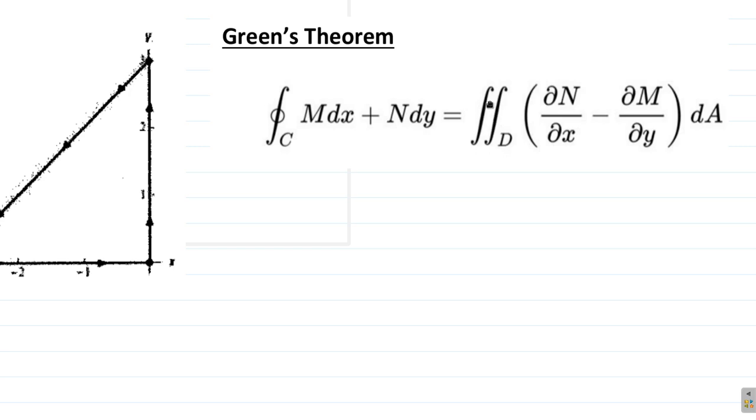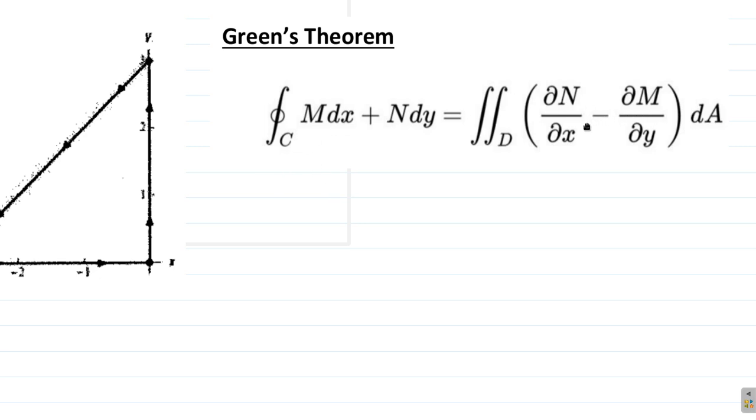That is equal to the double integral around the region of partial of n, the thing that multiplies the y, by partial x, minus partial of the thing that multiplies x by partial y. So you see they're switched around. Alright? Minus that. And then dA. dA means the area. It could be dx dy or dy dx. Okay?